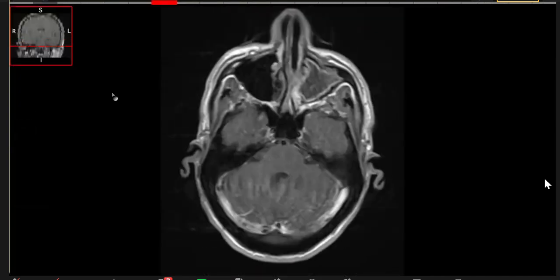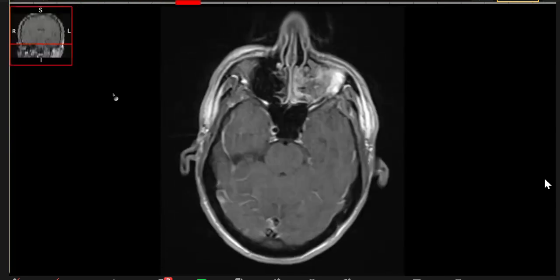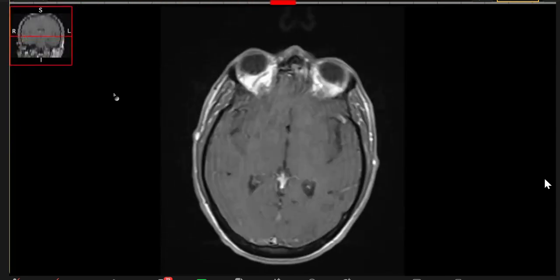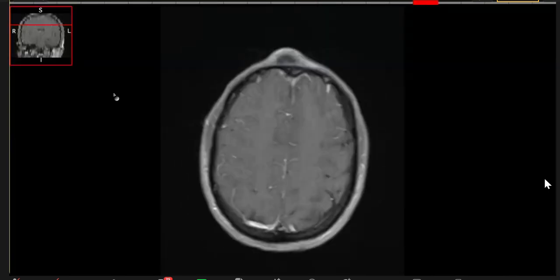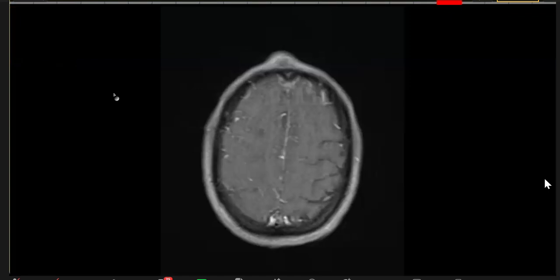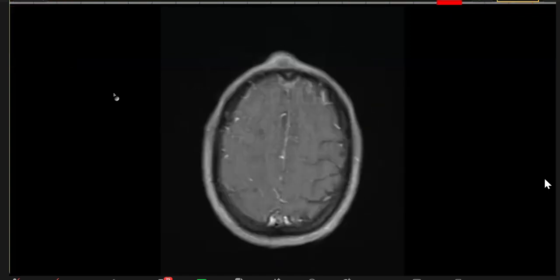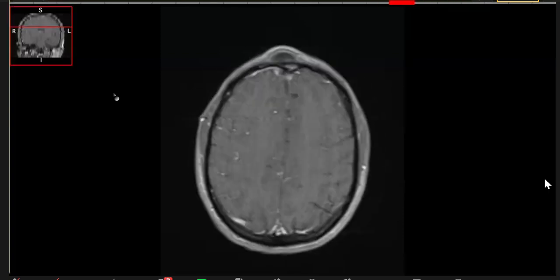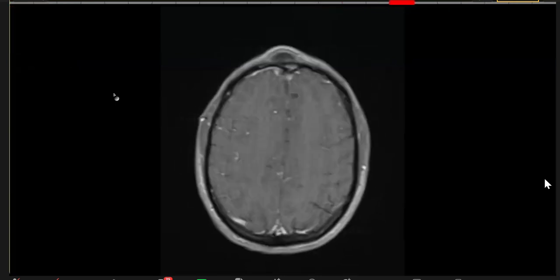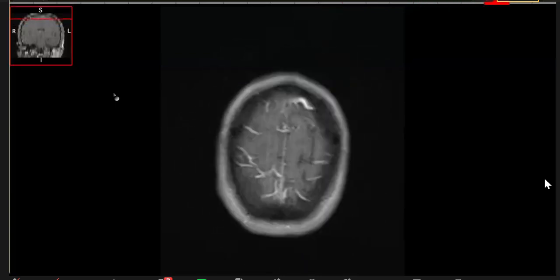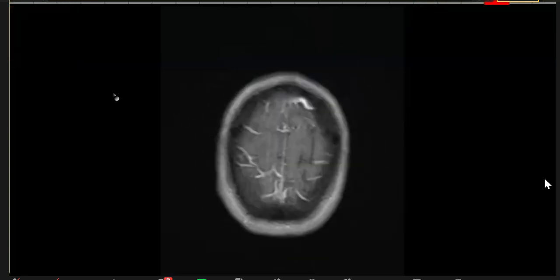This is contrast. Okay. Yes, there is mucosal enhancement seen in the left maxillary sinus and the frontal sinuses, with peripheral enhancement of this lesion. I think it might be an abscess. My diagnosis is abscess due to frontal sinus, and I think there is also meningeal enhancement under the frontal sinus.